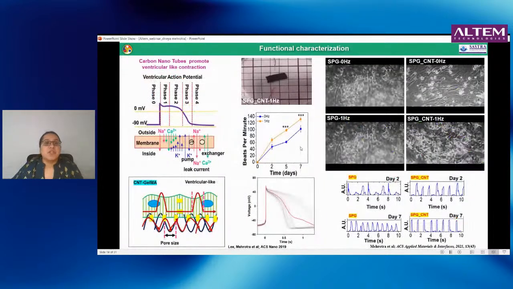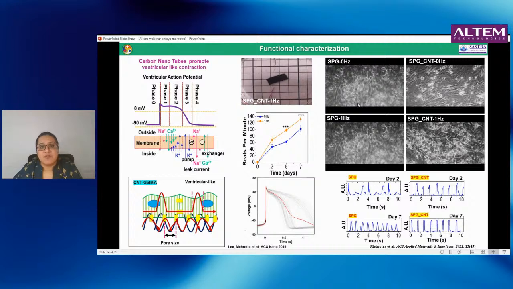We also performed some patch clamp assay, and we found that when we seeded these constructs with cardiomyocytes, and externally stimulated them in an electrical field, they could promote a ventricular-like contraction in the cardiomyocytes. And this could happen by having only a nano conductive filler, especially the CNTs. This was not possible in the case of graphene or reduced graphene.